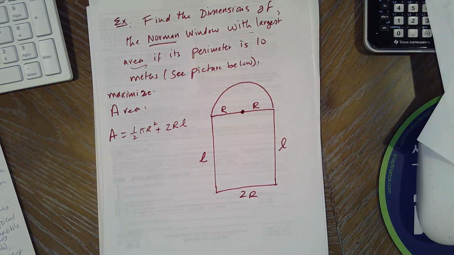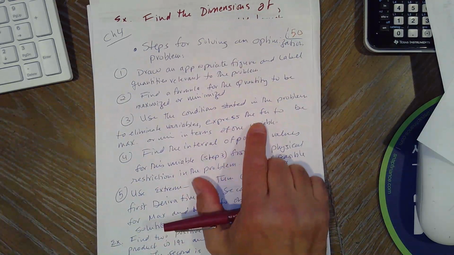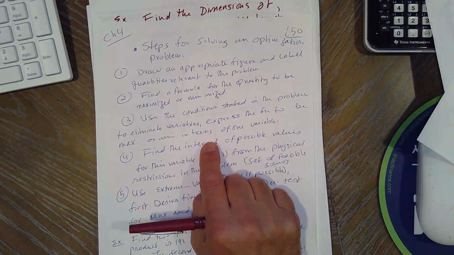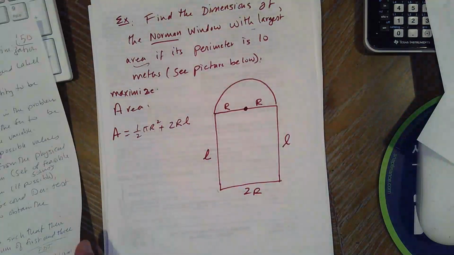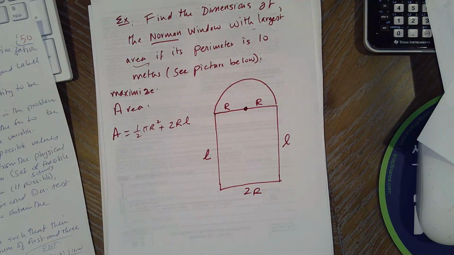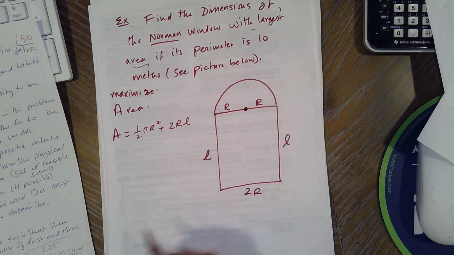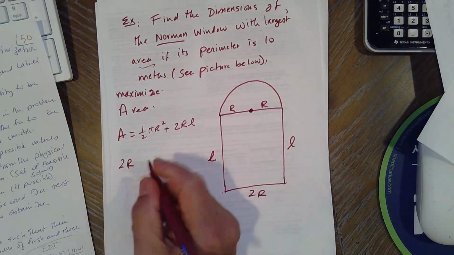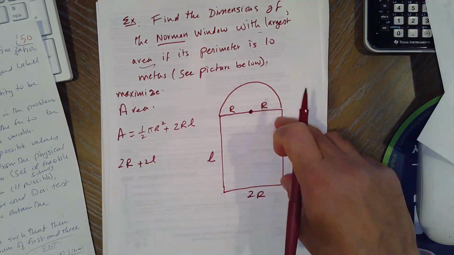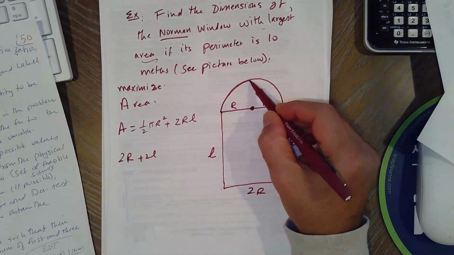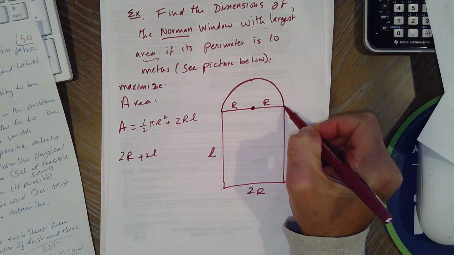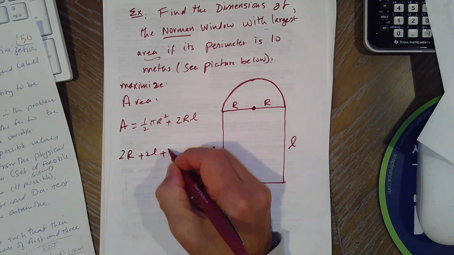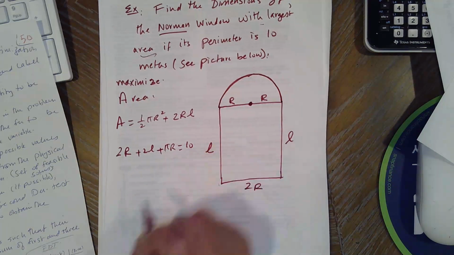We know what the next step is. It says use the conditions stated in the problem to eliminate variables. Express the function to be maximized or minimized in terms of one variable. So we want to eliminate R or L. So we know the perimeter all around is 10 meters. So we have 2R plus 2L plus this portion, which is the half circle. The perimeter of a circle is 2 pi r, half of that is pi r. And all this has to add up to 10.